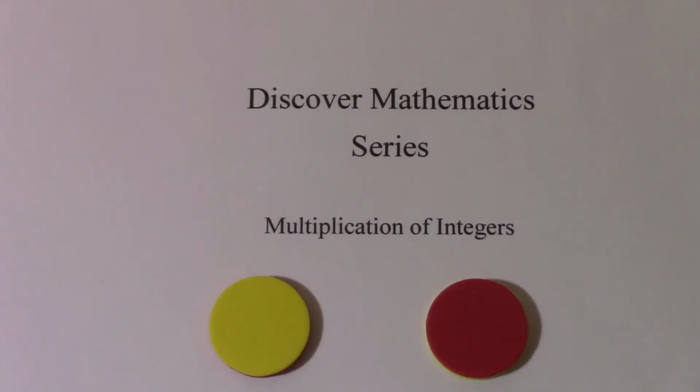In this video, we're going to look at how a person can use the two colored chips to determine the rules for the multiplication of integers. Keep in mind the yellow side is positive and the red side represents negative integers. Let's proceed.